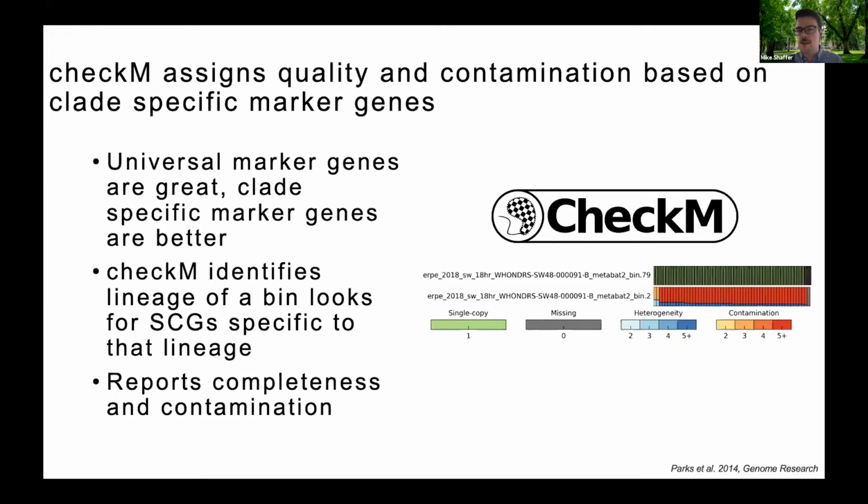And the fact that there's not much red means there's little contamination. Whereas if we look at bin 2, we can see that there's a smaller number of bars, which means there's a smaller number of marker genes associated with that lineage. And a lot of the bars are red, which means there's a very high amount of contamination. So if we were doing our analysis, we might want to move forward with bin 79, but not move forward with bin 2.